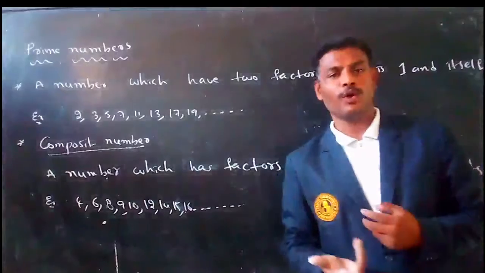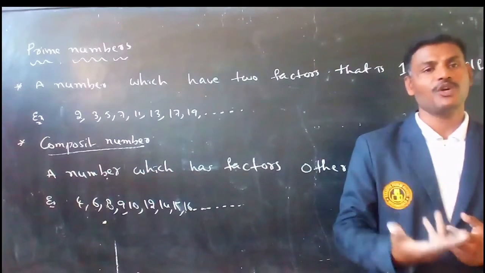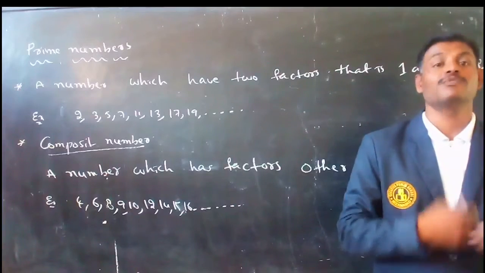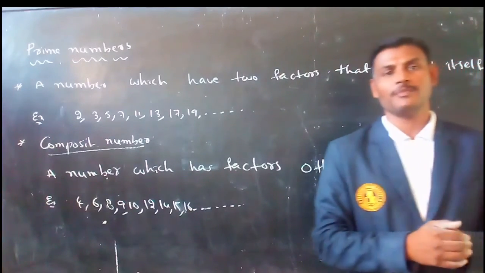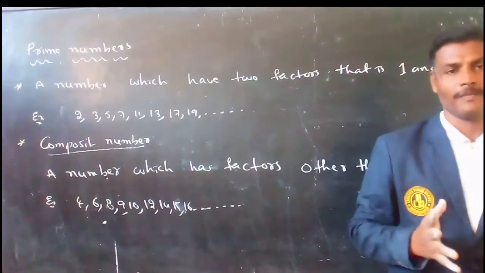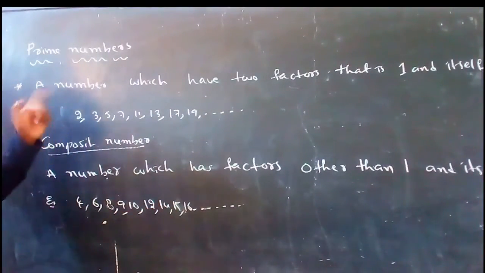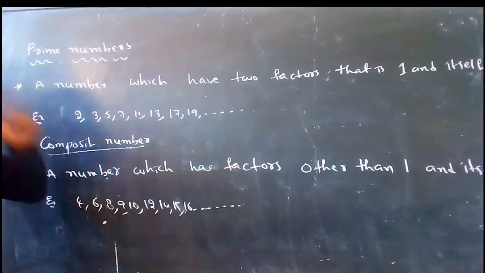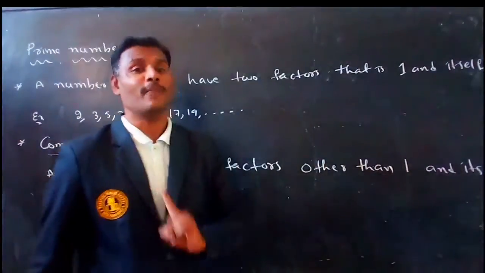Tomorrow I am going to explain problems on dice. What are the possible outcomes when one die is rolled, or two dice are rolled? So tomorrow I will explain. Before going to the problems on dice, first you have to learn these small topics. Prime numbers. What is a prime number? A number which has two factors, one and itself, is called a prime number.